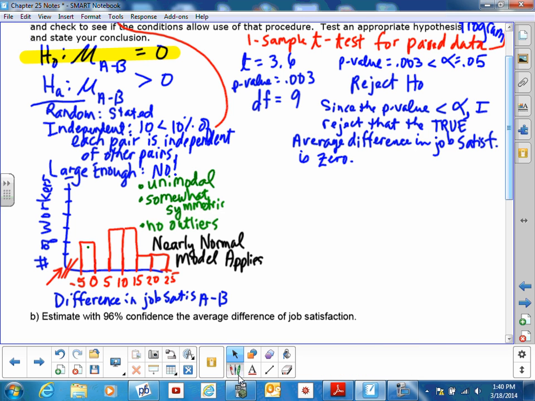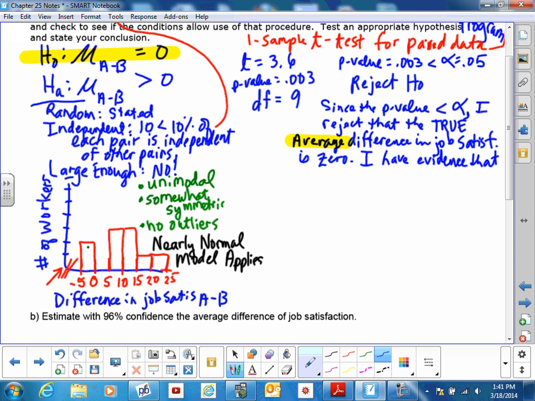By the way, if you did not put this word in here, it's wrong because you are not able to conclude and infer about individual differences, just the overall average. Okay, so therefore, I have evidence that the alternative is true. The average difference in job satisfaction is greater than 0.